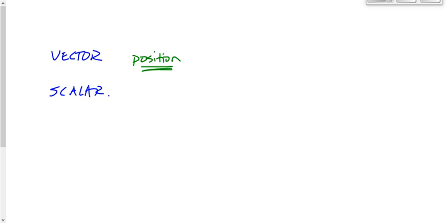Displacement is a vector, which is defined as the change in position, right? The change in location. I'm going to spell that right this time. Displacement. That leaves us with, of the stuff that we've learned so far, only one scalar. And what would that scalar be? Yep. Distance. Good.